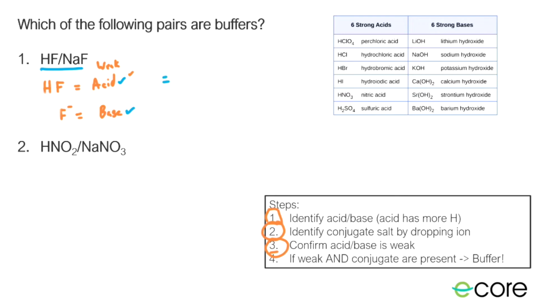So this top one is a buffer. Hooray, a buffer. And it could resist changes in pH. It would have an equilibrium. If I add an acid, it'll react with the base and then rejigger around to keep the pH constant.